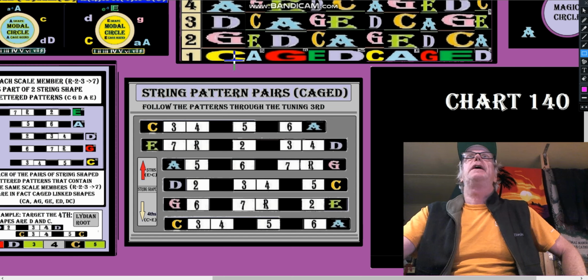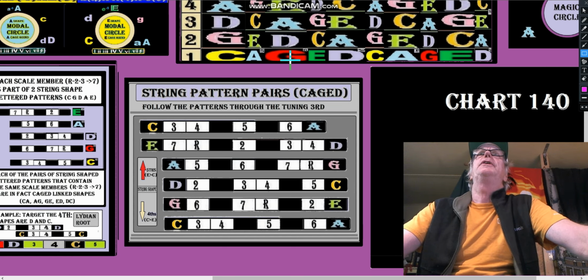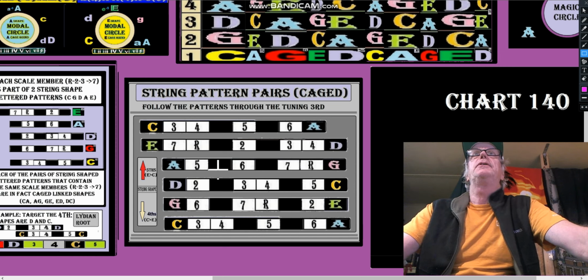So A shares half of C, and the other half of A is like half of G. And same thing with E. E is half of G and half of D. That's what E is. So let's look at A, G, E for a second. Here's A and G. A is half of G because A is 5, 6.